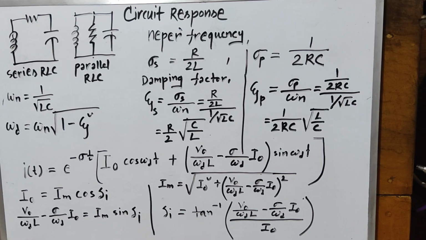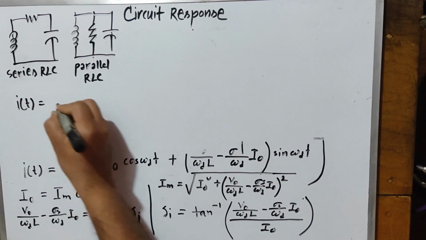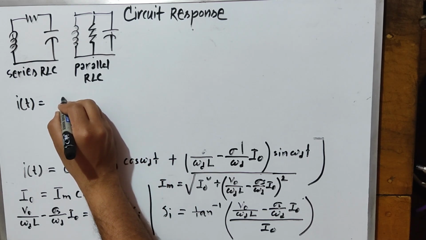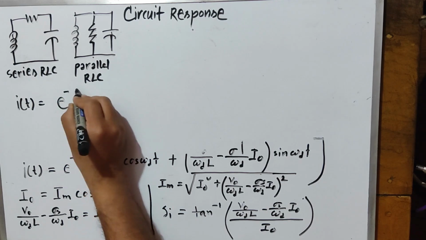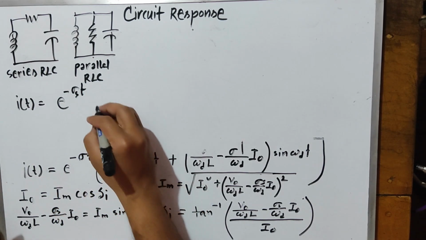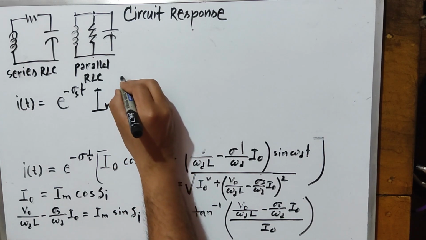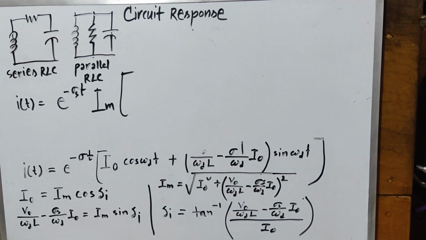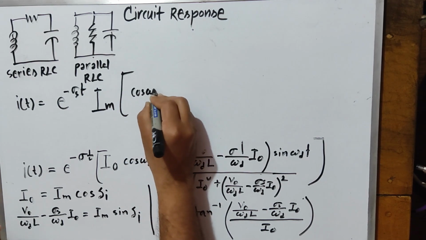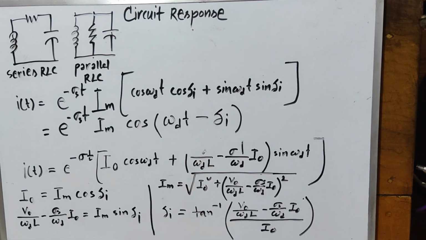So if I define all the terms like this, the current response will become e to the power minus sigma s t, because this is the response of the series RLC circuit, times the amplitude Im, let me write this clearly, cos omega d t cross cos delta I. So this is the amplitude phase form for the current response of the series RLC circuit.